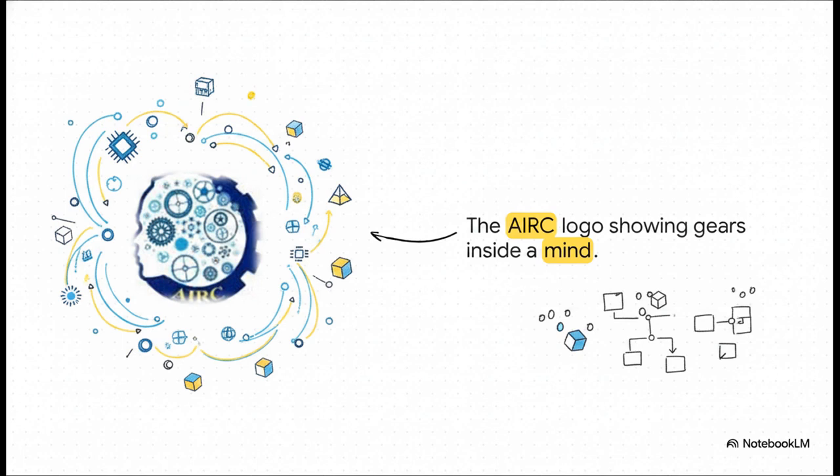It tells a story all on its own. Let's examine this first graphic, labeled with the letters AIRC. I want you to picture this. We have a blue silhouette of a human profile, which is the classic representation of the human mind and cognition. But inside the head, instead of a biological brain, it is completely filled with interlocking mechanical gears of various sizes. Some have stars in the center, some have intricate spokes, but they are all connected, turning together to form a single functioning unit right there inside the human mind.